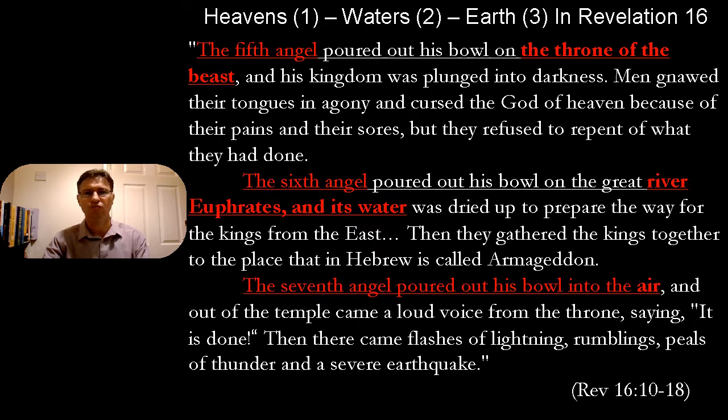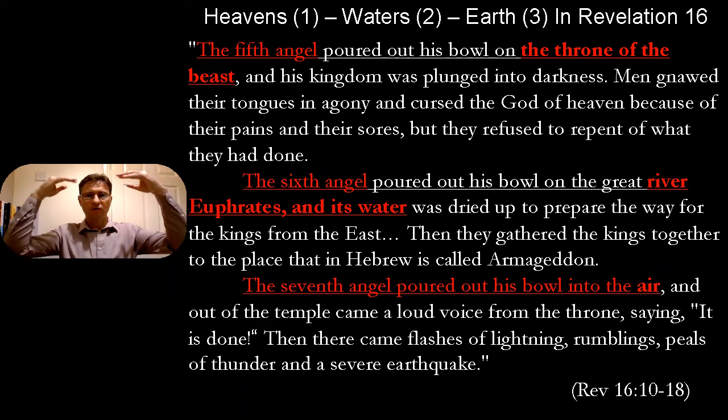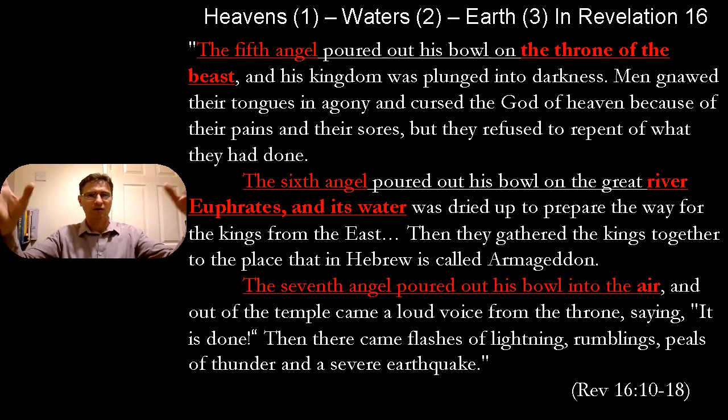And then you continue to read this. Again, the fifth angel poured out his bowl on the throne of the beast, which is on earth, not in heaven, it's on earth. The sixth angel, again, poured out his bowl on the river Euphrates and its water. So you have waters again. The seventh angel poured out his bowl into the air or the sky or the heavens.